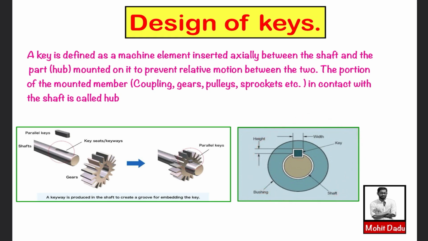This is showing the cross-sectional view. The central element is the shaft and it is connected with the hub portion. The hub is the portion of the mounted member which is in contact with the shaft. And the key is coming here. Half portion of the key will be within the shaft and the remaining will be within the hub portion, so that power transmission will occur.